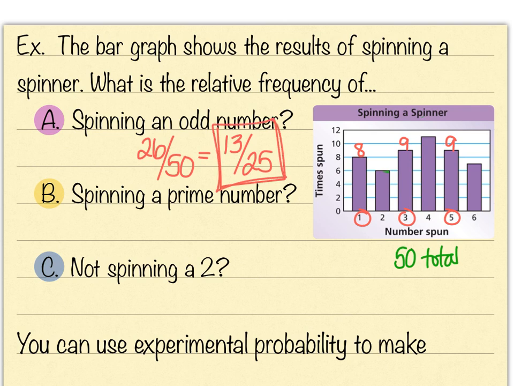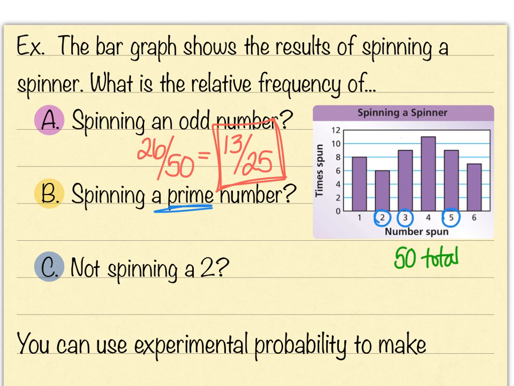And then it says spinning a prime number. Well, our prime numbers, remember the word prime means any number that has only 2 factors. So numbers that have 2 factors on this list: 1 only has 1 factor, and that's not prime. 2 times 1, 3 times 1, and 5 times 1. Those are 3 prime numbers. We can't use 4 because you can also do 4 times 1 and then 2 times 2. And we can't use 6 because we can do 6 times 1 and 2 times 3. So 4 and 6 aren't prime.